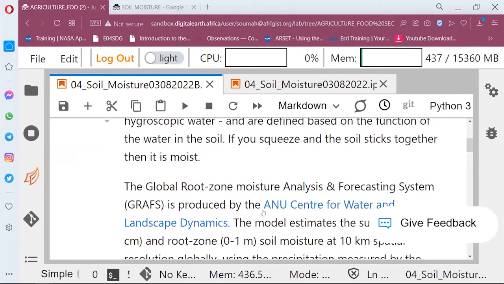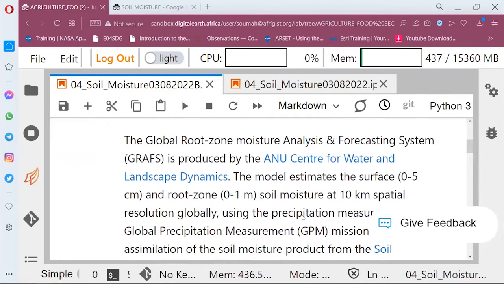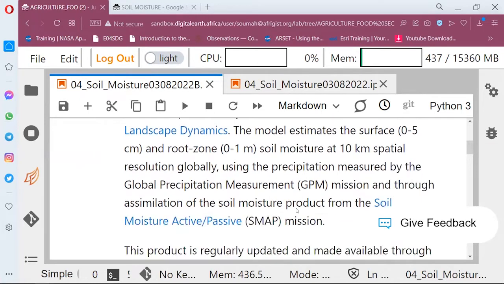The Global Root Zone Moisture Analysis and Forecasting System, GRAFS, is produced by the ANU Centre for Water and Landscape Dynamics. The model estimates the surface soil moisture between 0 and 5 centimeters and the root zone soil moisture between 0 and 1 meter, at a spatial resolution of 10 kilometers globally. It uses the precipitation measured by the Global Precipitation Measurement, GPM, mission, and assimilates the soil moisture product from the Soil Moisture Active Passive mission.